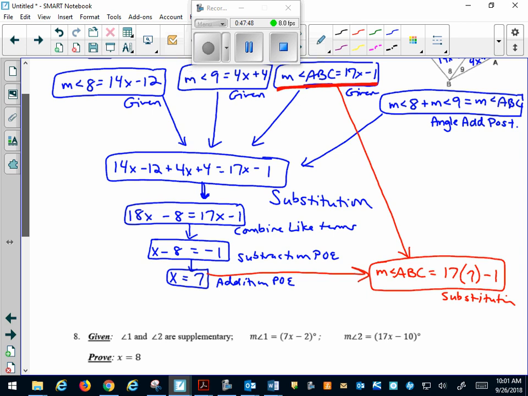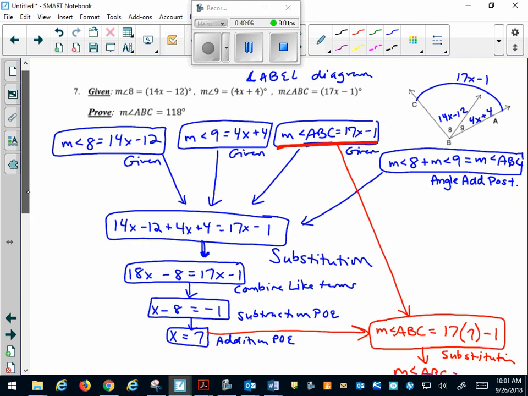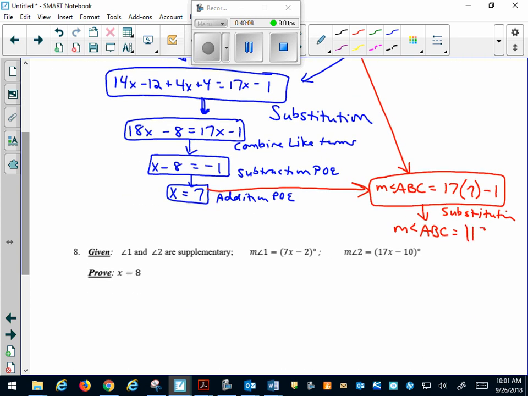Now, once you've done the substitution, it might take a few steps to simplify that, but I don't need you to write out all these steps. Once you get to the point where you've substituted in for x, you can just now say the measure of angle ABC equals, what was it, 116? 118? And for your reason, you can just say simplify.